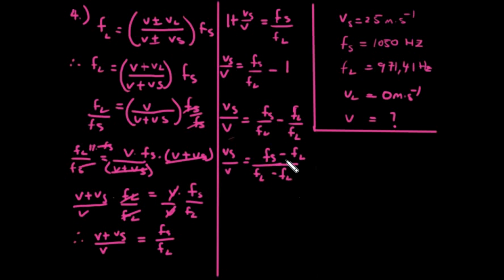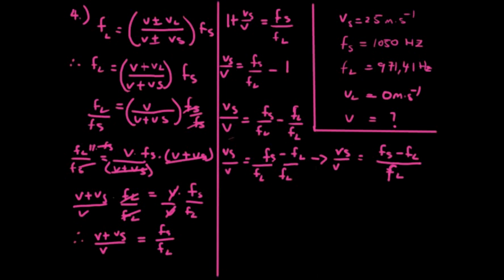All right, so that means we can group it into 1, and that will become vs over v is equal to f of s minus f of l all over f of l. All right, so this one can come out over here. Let me just erase this line over here.